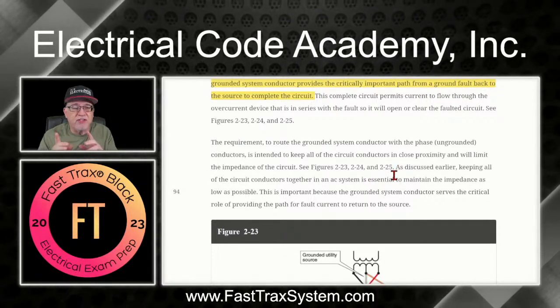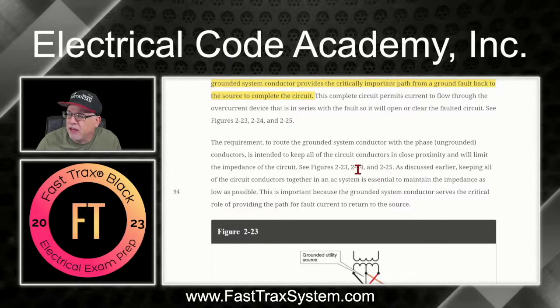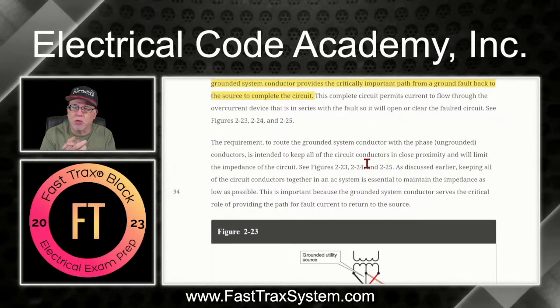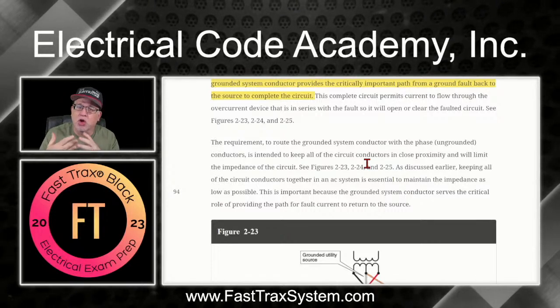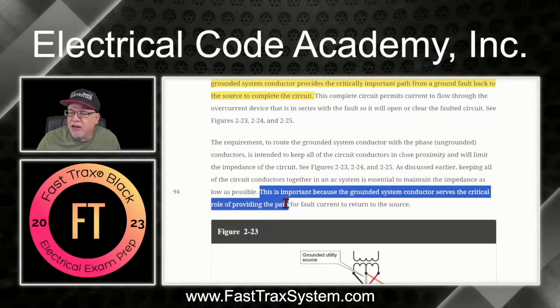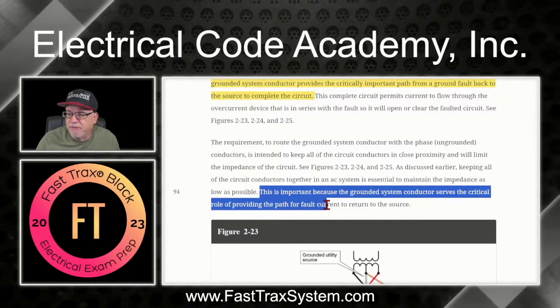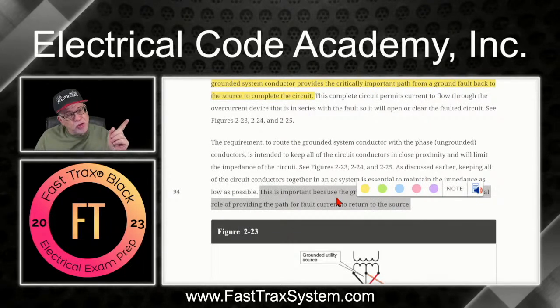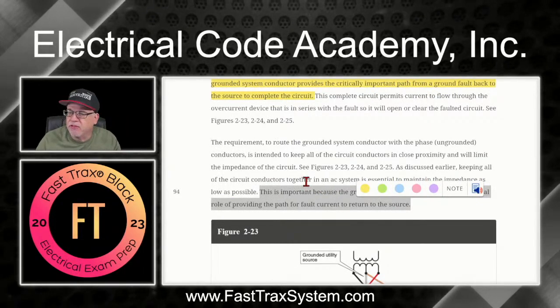And we would have discussed this early in this course, that it's essential to maintain that low impedance in order to make sure that the overcurrent device clears quickly, okay, to eliminate that hazard. This is important because the grounded system conductor serves a critical role in that fault current path. Absolutely, it does, all the way back to the source of the system.